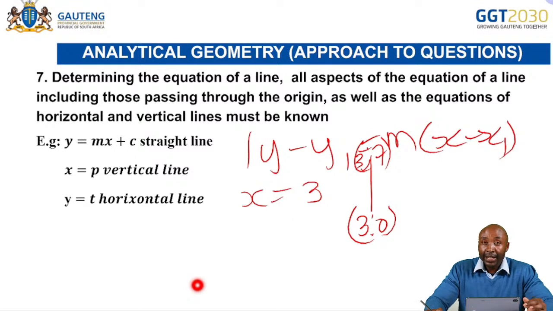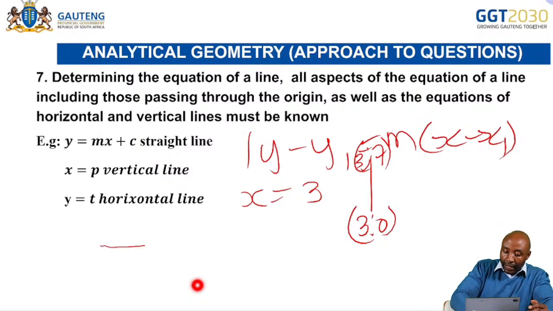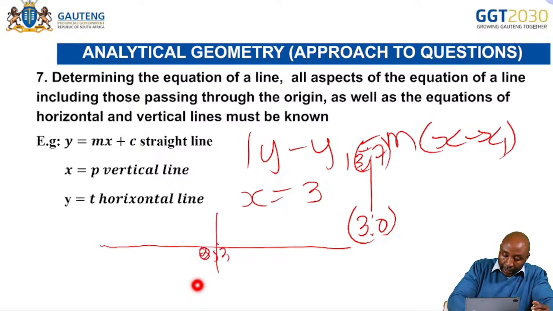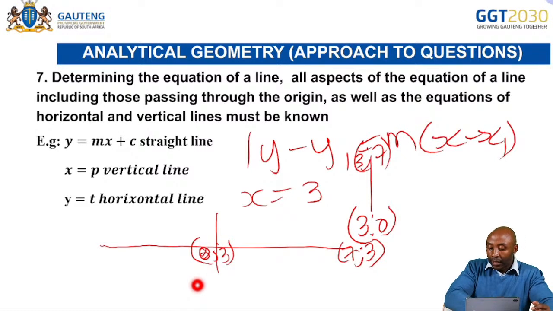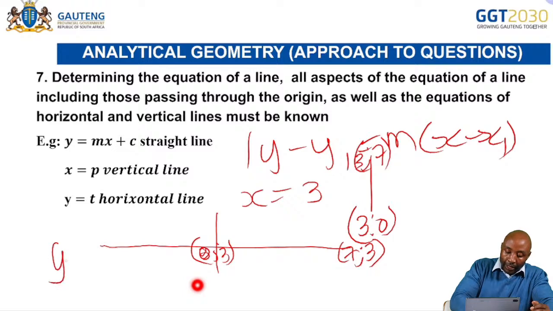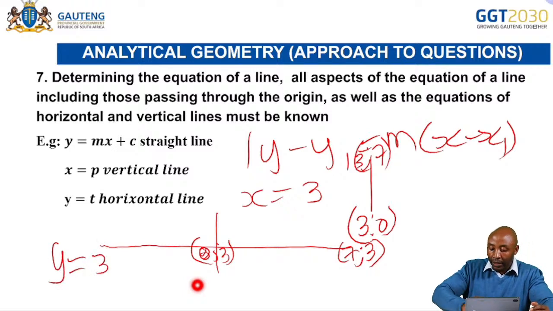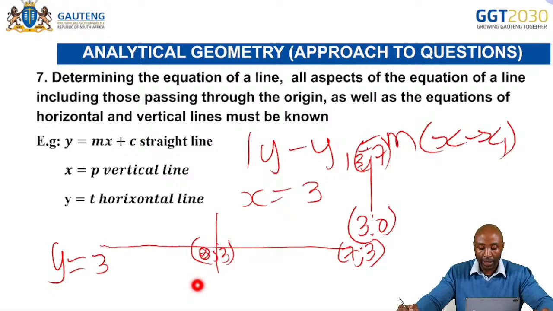And do not try and calculate the gradient, because we already know that we will be dividing by 0. 3 minus 3, change in x, the denominator becomes 0, and it's undefined. So the gradient of a vertical line is undefined. Therefore, you just take whatever is the x value along that line. The equation of a horizontal line, for example, can be given by y is equal to t. Horizontal line, straight line. It can pass through different points. It can pass here, we have our (0, 3), and somewhere here we have (7, 3). We are able to now say the equation of that line will be given by y is equal to 3, because the y value is the same throughout that line. That's the equation of a horizontal line.